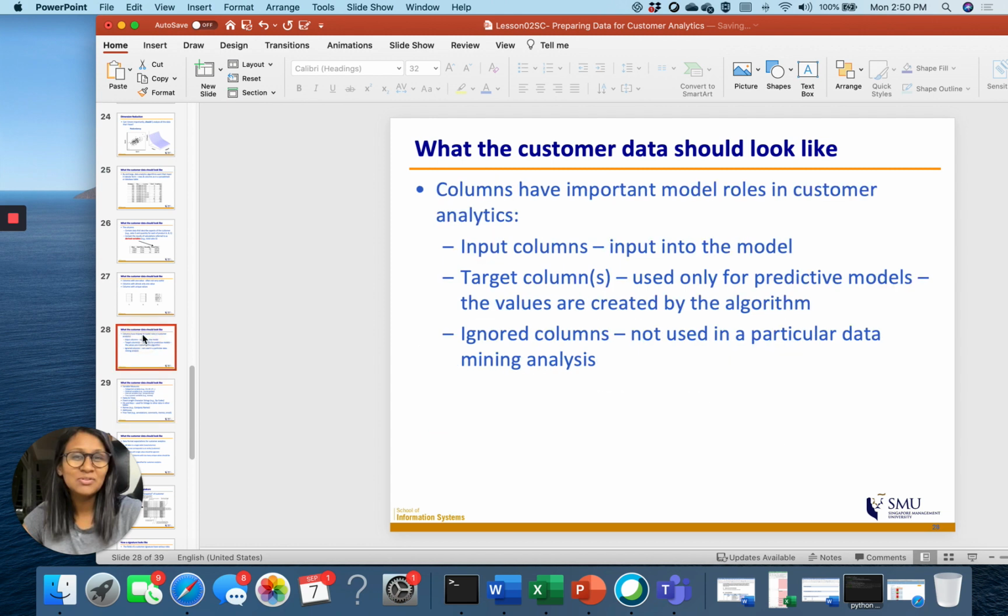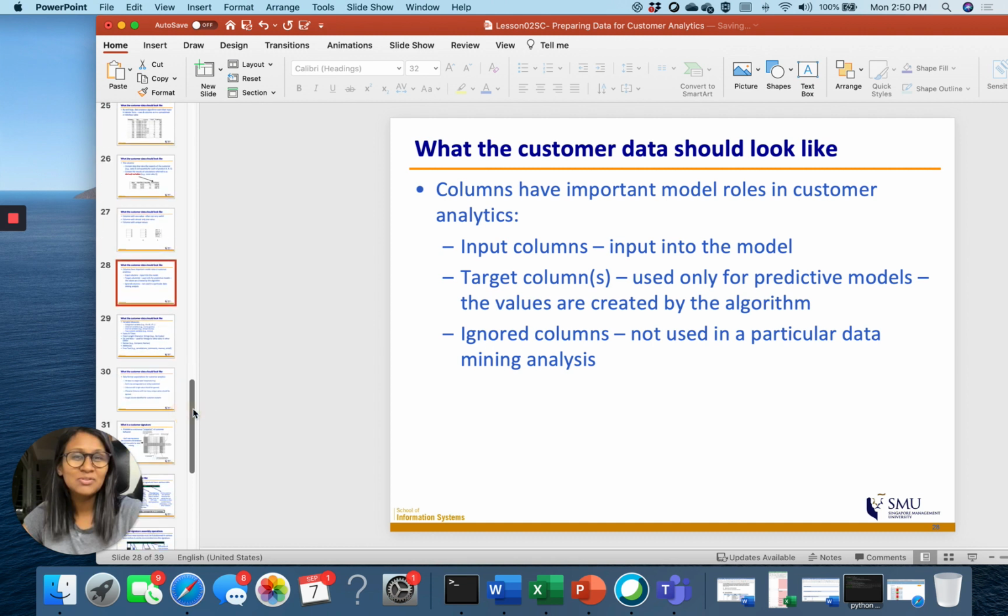Some of these slides are talking about the type of information that you need to look out for. For example, if you're doing a predictive model, then you will have a target column and input columns, and then there are other columns that you can reject or ignore, depending on the type of values or the meaning of those particular columns.